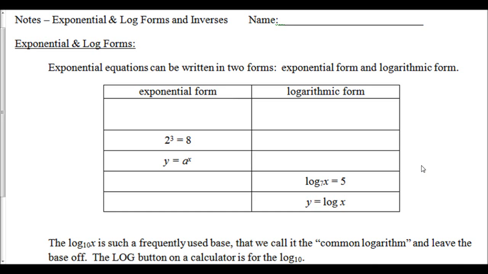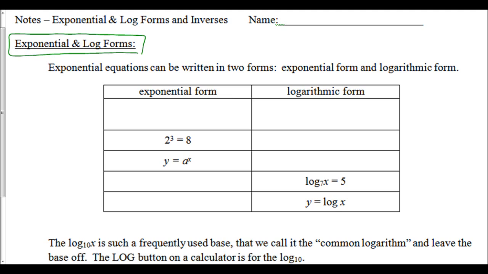This video is going to look at notes comparing exponential and logarithmic forms and also taking the inverses of exponential and logarithmic functions. First, we're going to look at the different forms we can write our equations. Exponential equations can be written in two forms, exponential form and logarithmic form.